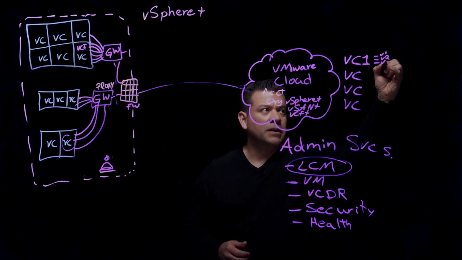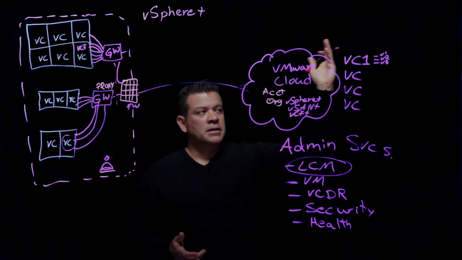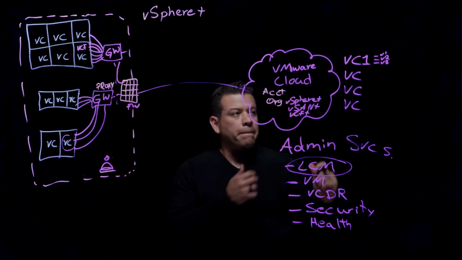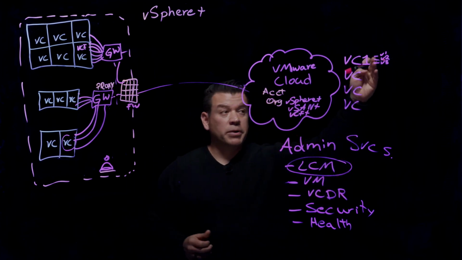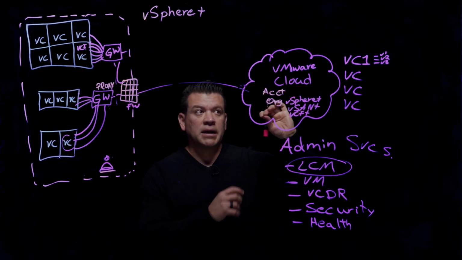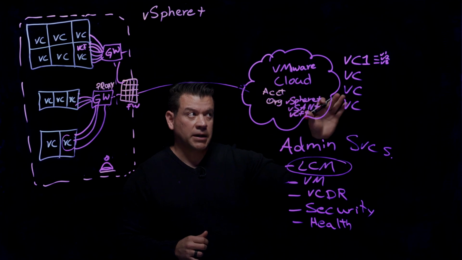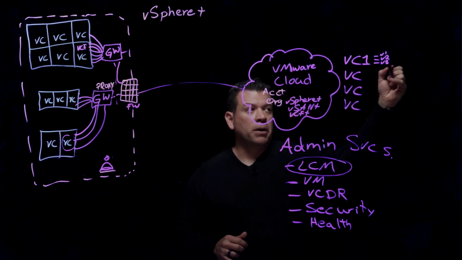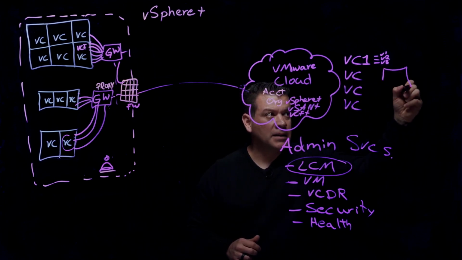V1, V2, and V3. So they could be 7.2, 7.5, 8.0. And we decided to upgrade with 8.0 for vCenter 1. Now remember, we're looking at the cloud console on this side. And there is going to be a button that says upgrade.